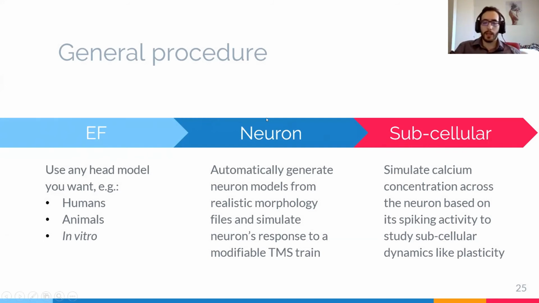And in our code, we have made it available so that you can use any morphology files from neuron reconstructions and automatically generate the neuron models in the NEURON package and apply, for example, a TMS train to simulate what happens at the neuron level under rTMS. And after getting the membrane voltage results from this level of simulation, we can use those results to calculate calcium concentration and answer some questions about plasticity and things like that.